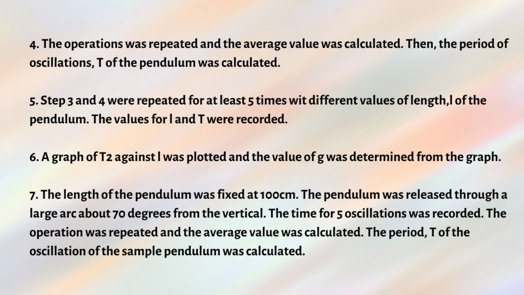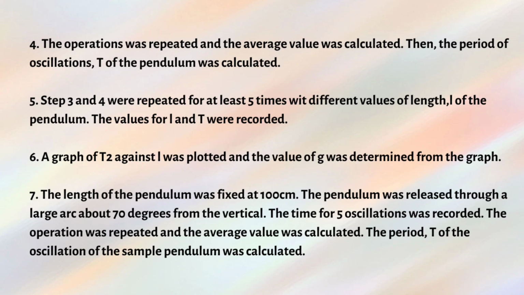For step 5, step 3 and step 4 were repeated at least 5 times with different values of length of the pendulum. The values for L and T were recorded. Step 6, a graph of T squared against L was plotted and the value of g was determined from the graph.